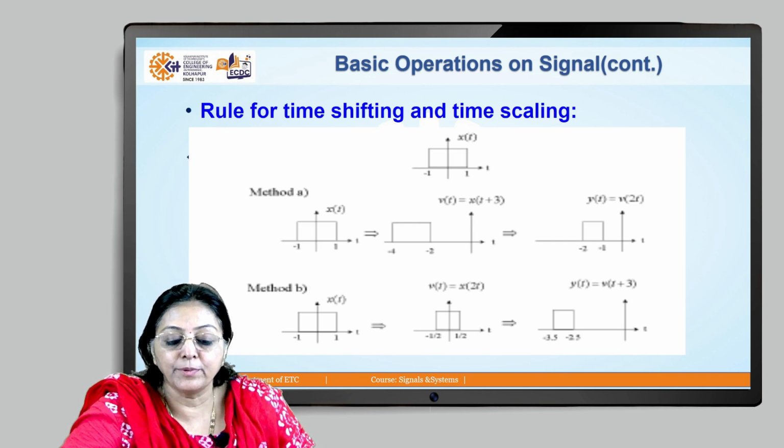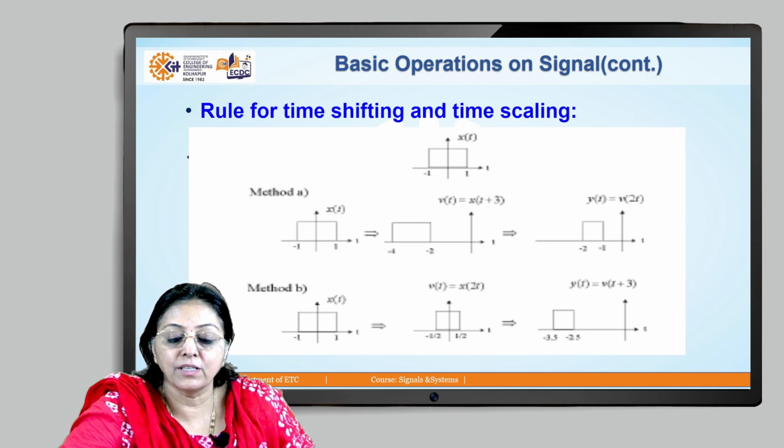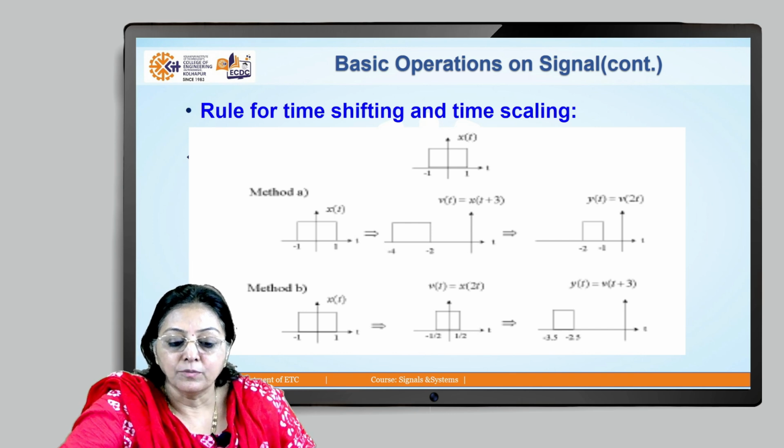Operation of the scaling is there: x of 2t means 1 will be shifted to 1/2 position. Observe the time scale. Only for the scaling we have to observe the time axis. In the time axis this is 1 and we want to scale by 2, that is x of 2t. Since 2 is greater than 1, it is compressed by 2.